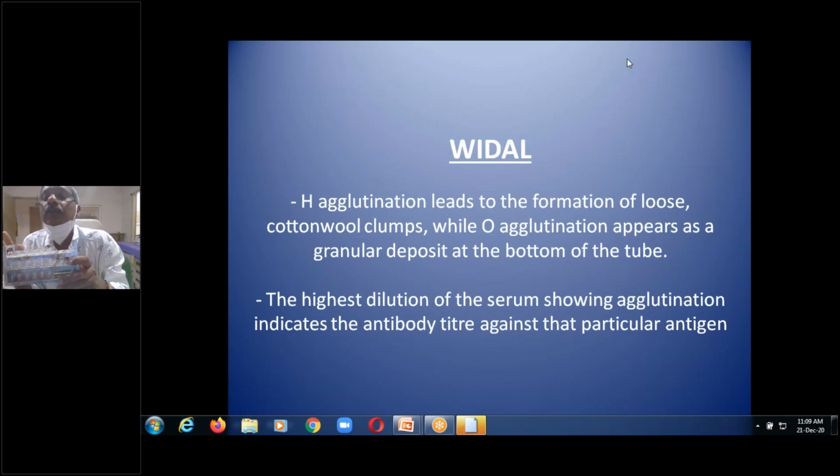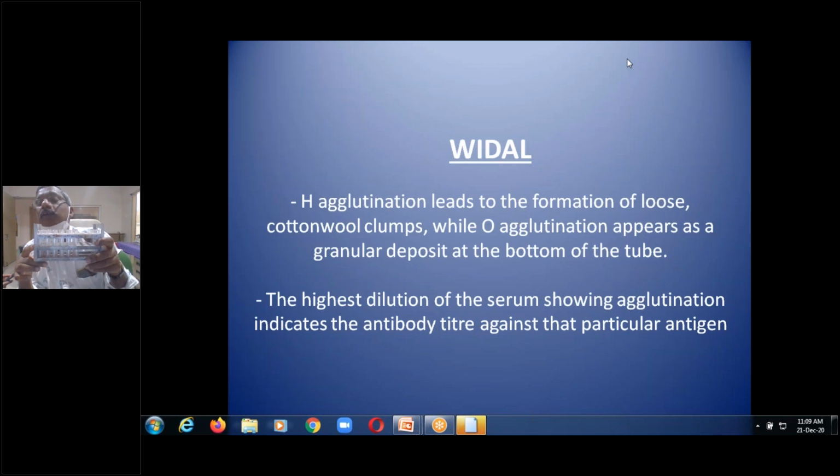Here the H antibodies will produce cottony woolly clumps. See, there are cottony woolly clumps with the H antibodies in the tube. The O agglutination, or O antibodies, will produce granular clumps. This is about the Widal test.